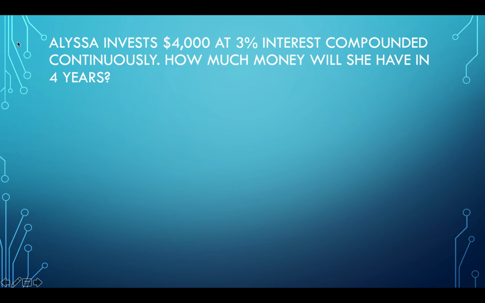In this problem, the key is whenever you see continuously or continuous, we're going to use the PERT equation, P e to the r times t power. So we have to just break it down. We take the initial amount, so principal is 4,000. Our rate always has to be a decimal, so we convert 3% to 0.03. And then the time is 4 years, so t is equal to 4.